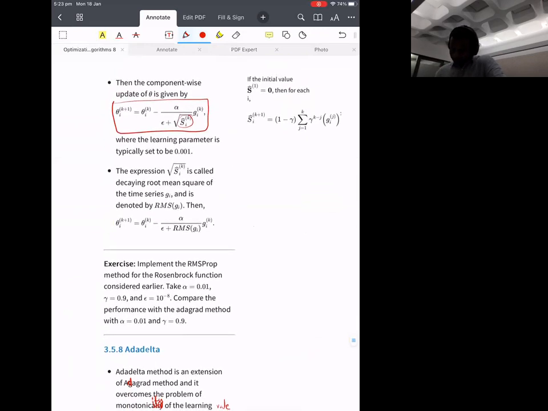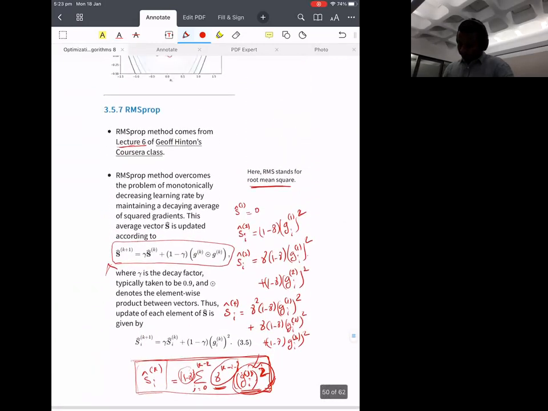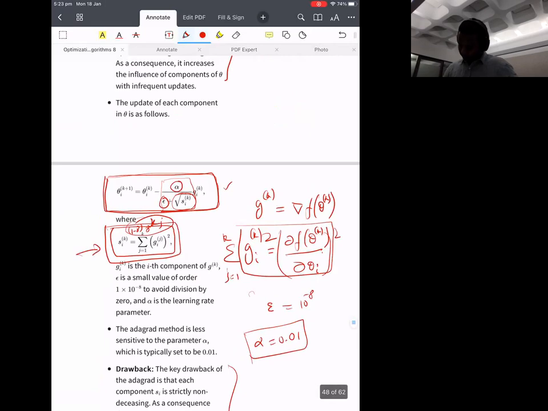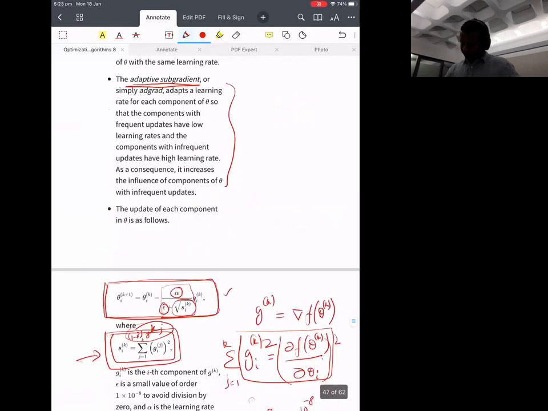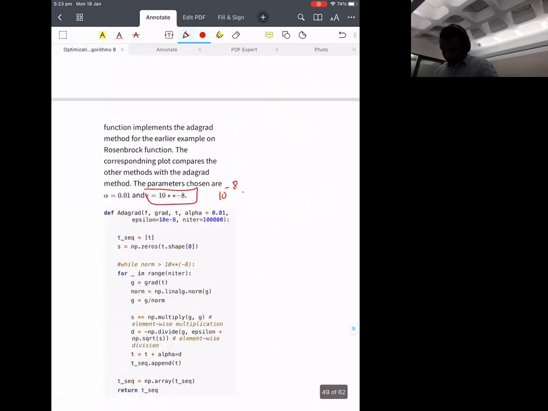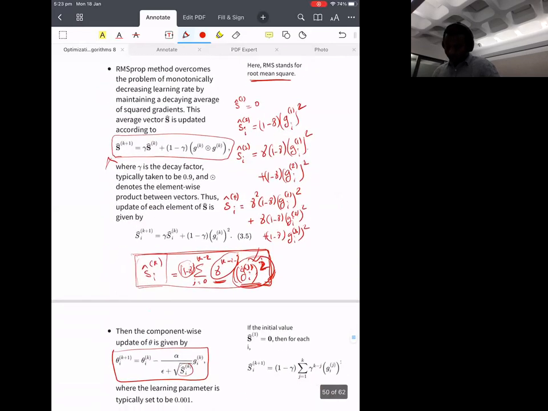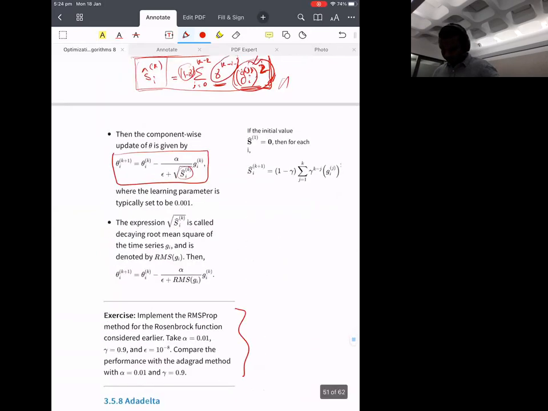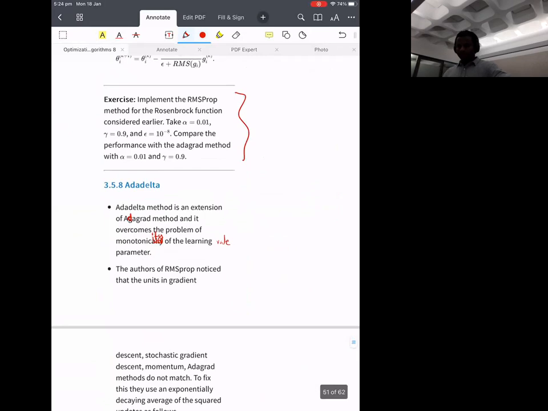So here is an exercise. Go home and implement, instead of this update without weights in Adagrad, use the weighted one and see how performance changes. So try with different functions and try the RMSProp implementation. Okay, once we have this, the next method is Adadelta.